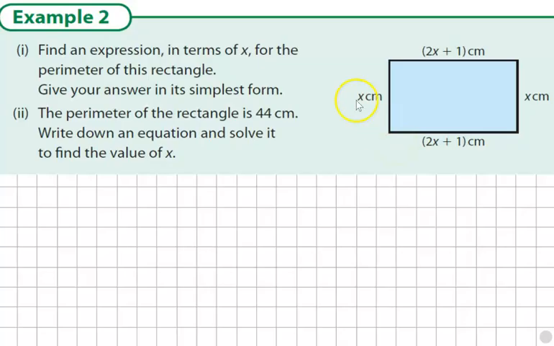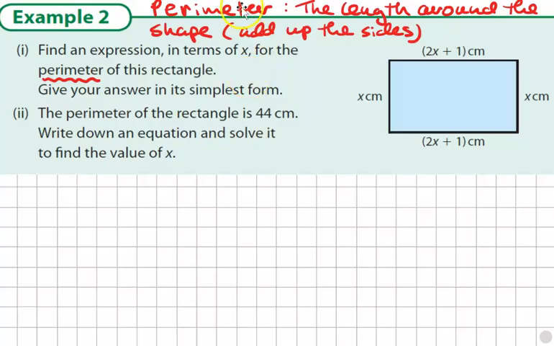centimeters. So part 1, we're going to come up with an expression in terms of x, which means x will be in it, for the perimeter. So to find the perimeter of any shape, we find the length around the shape. So the perimeter is the length around the shape, and we get this by adding up the sides.